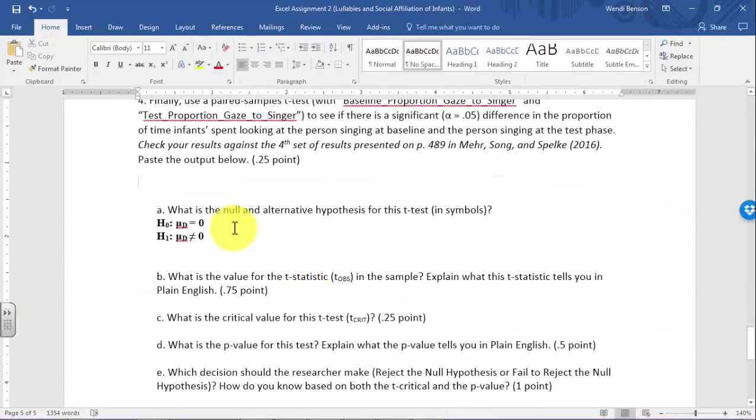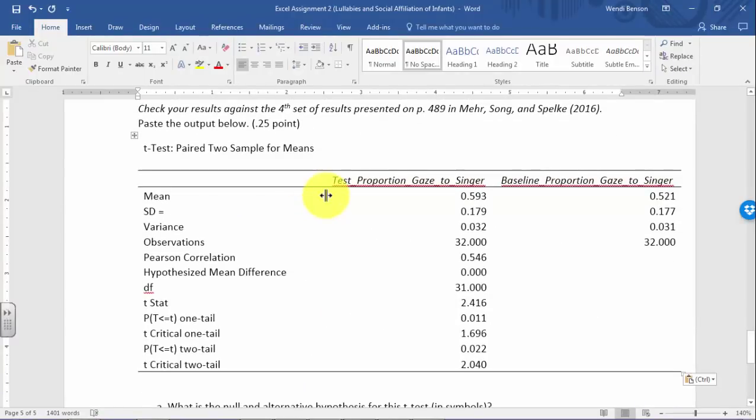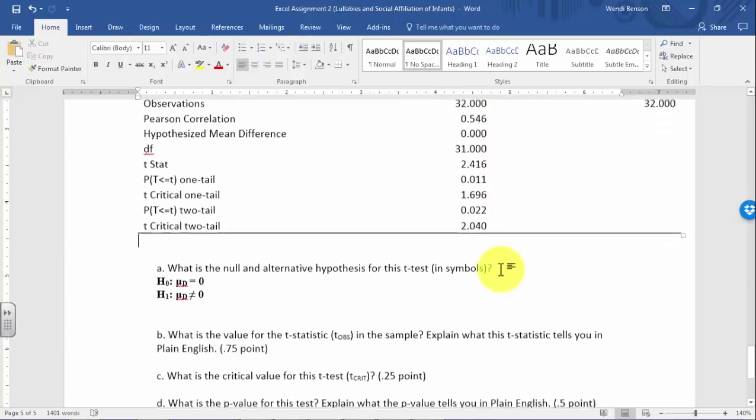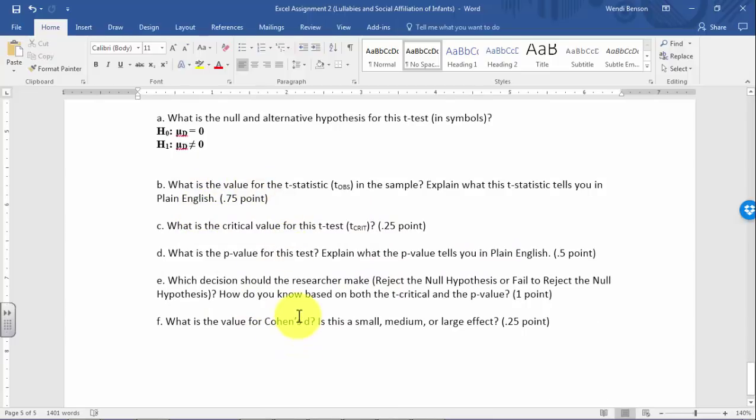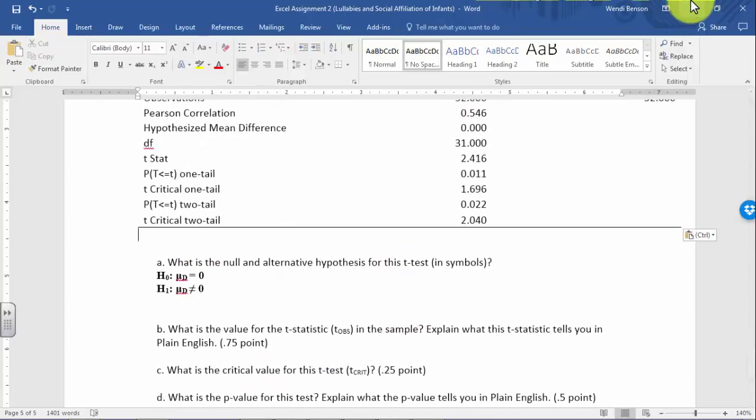So now let's go ahead and copy and paste our output, Control C to copy, into our Word document, Control V to paste. And let's also quickly look at how this compares to what we saw in the journal article. And just note that I've given you everything you need in the video to answer all these questions except for Cohen's d, and we'll look at that here in a minute.